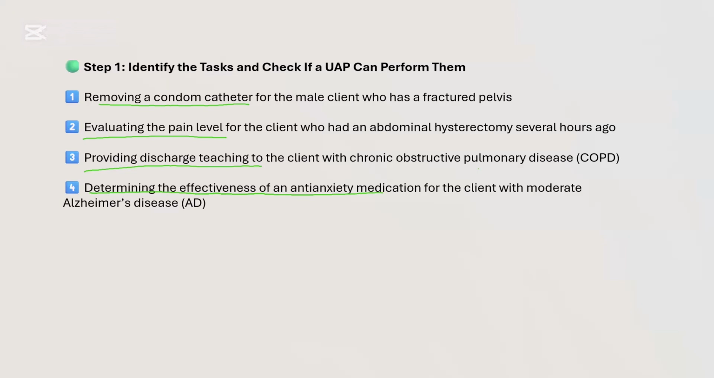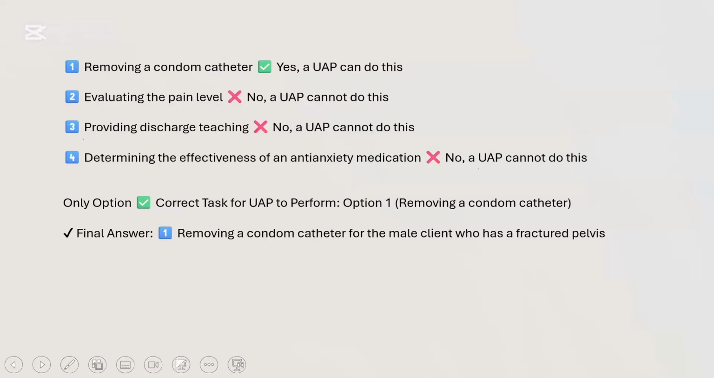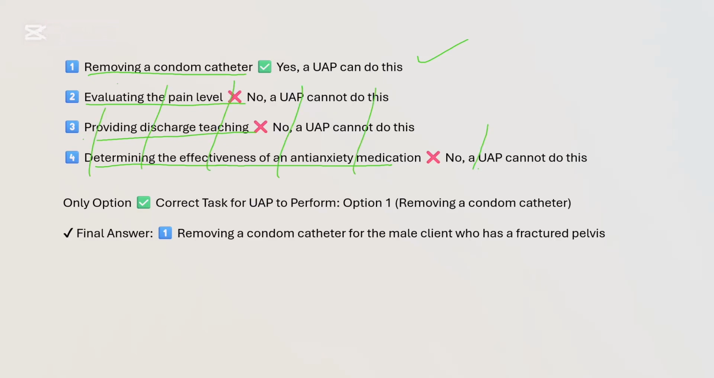So those are the tasks. Now, we want to know which of them the UAP can do. And you can see right here, the UAP can definitely remove condom catheter, but they cannot evaluate, they cannot provide discharge education, they cannot determine the effectiveness of an anti-anxiety medication or any medication in general. So understanding that they cannot do that, automatically you just have one answer. So at this point, we don't even need to think about what the patient is experiencing, because automatically we have already been able to eliminate all this. So one answer, there's no point of looking at the condition.